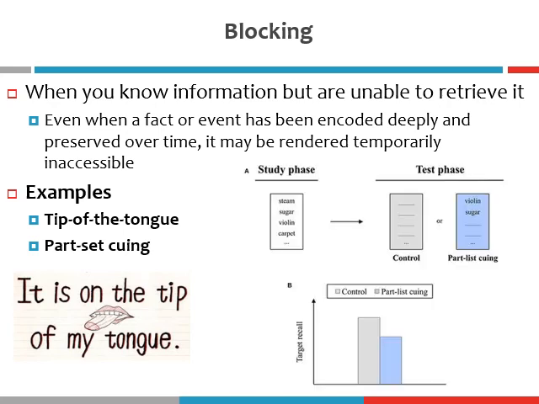So again, this is just an image that illustrates the part list cueing experiment. So let's imagine that we give people a list of the words steam, sugar, violin, carpet, right? And in the control condition in gray, we have them come up with the whole list without a cue. And in the case in blue, we give them two of the words, violin and sugar, and have them come up with the remaining words.